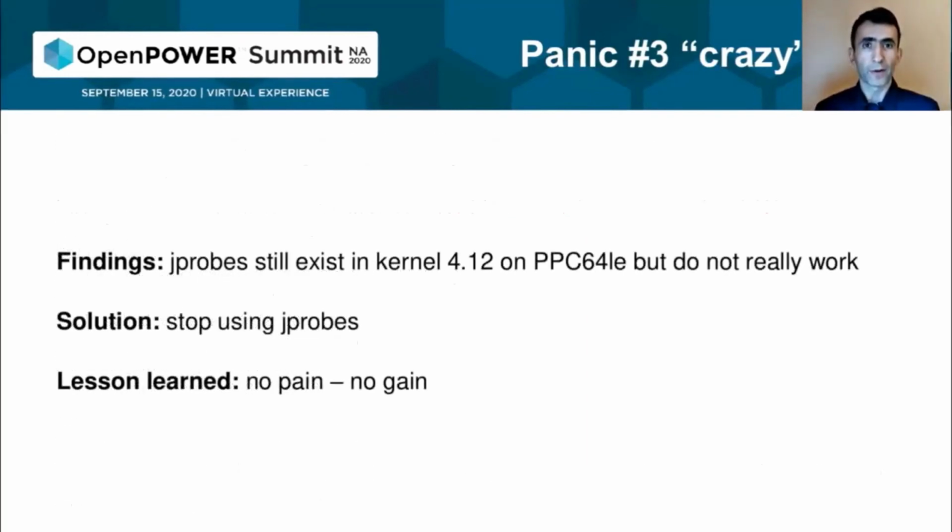Finally, it was found that JProbes are causing the panic with such strange symptoms. JProbes are used in LinuxKI for on-CPU profiling. They are deprecated in the latest Linux kernels, but still exist in kernel 4.12, where the panic was seen. Somehow, JProbes work on x86, but do not work on PowerPC. And the solution was quite easy. We just moved from JProbes to the new mechanism for recent Linux kernels where they are deprecated.